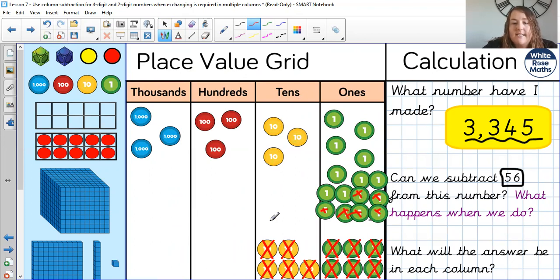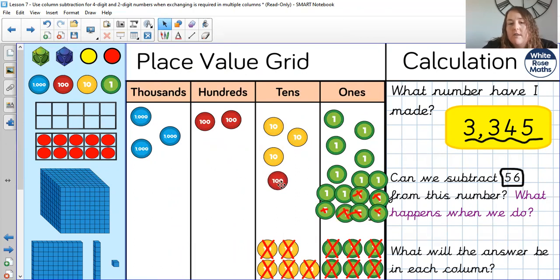I've got 3 tens, but I need to subtract 5 of them. So again, I'm going to have to exchange. I'm going to have to move one of my hundreds counters into the tens. So I now have 13 tens, and I'm going to get rid of that one and just exchange it for 10. So I've still got my 13 tens.